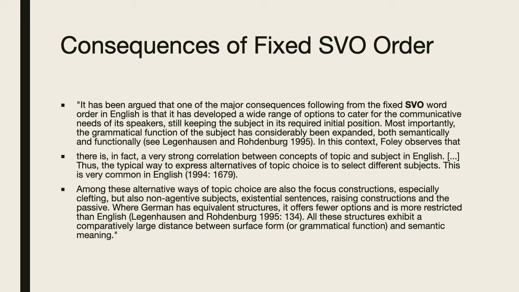In this context, Firbas observes that there is, in fact, a very strong correlation between concepts of topic and subject in English. Thus, the typical way to express alternatives of topic choice is to select different subjects. This is very common in English. Among these alternative ways of topic choice are also focus constructions, especially clefting, but also non-agentive subjects, existential sentences, raising constructions, and the passive. Where German has equivalent structures, it offers fewer options and is more restricted than English.